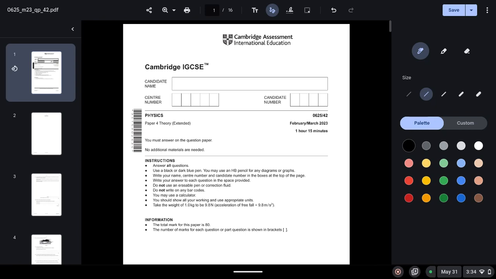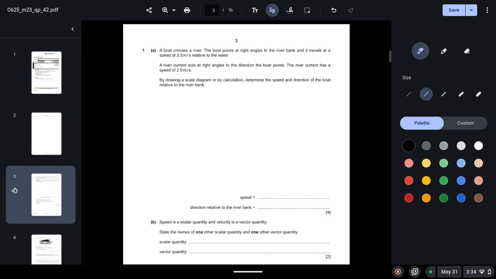Today we will be solving Cambridge IGCSE Physics Paper 4 Variant 4-2 of February-March 2023. Let's begin. A boat crosses a river.